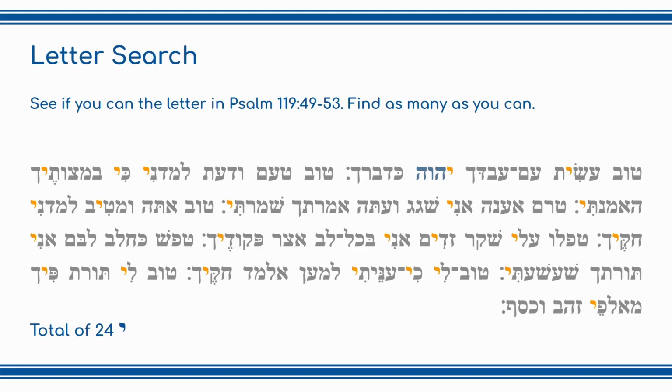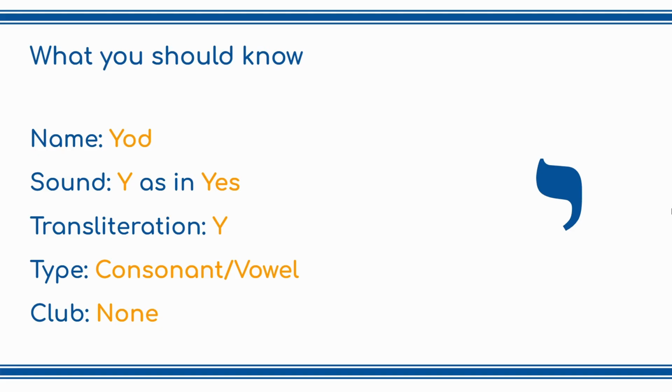Okay, so moving on, what you should know from this lesson. You should know the name of this letter. It's yod. And the sound of the letter, it makes a Y sound, as in the word yes. And the transliteration, it's transliterated as a Y. And the type of letter it is, it's a consonant, but it also acts as a vowel, as a mother of reading. And the club is none. It is not part of the gutturals, and it's not part of the Begad Kafat letters. So you don't have to learn any other club for this letter. You just have to know that it can act as a consonant or a vowel.